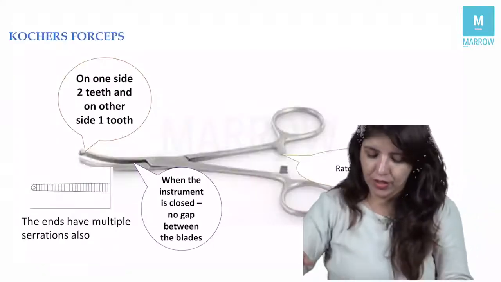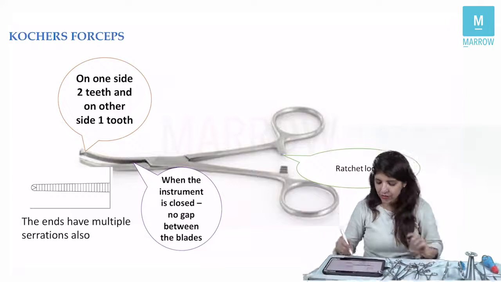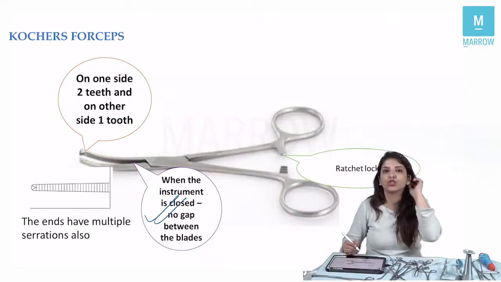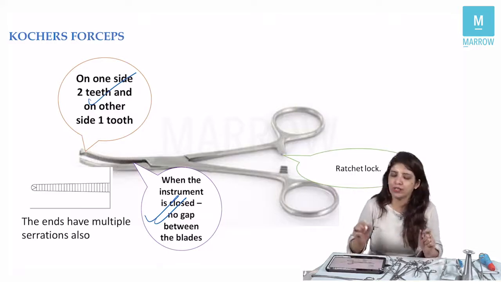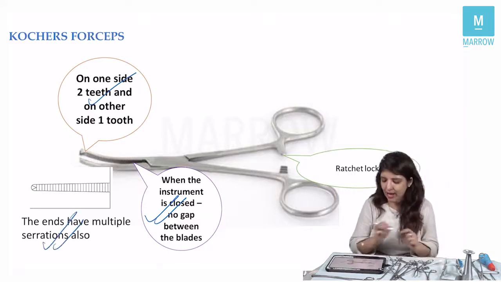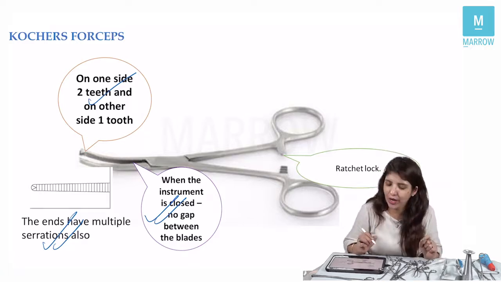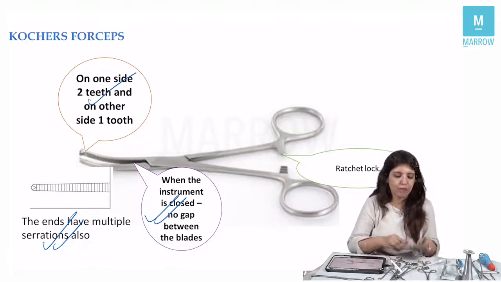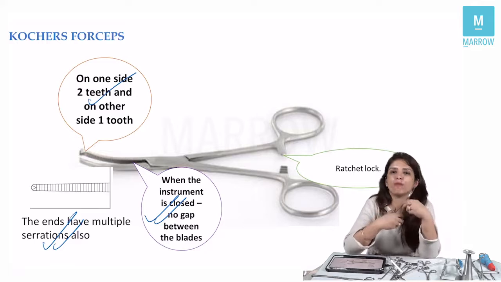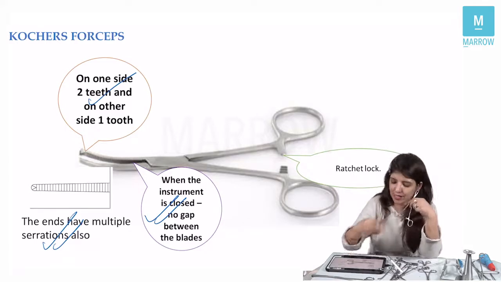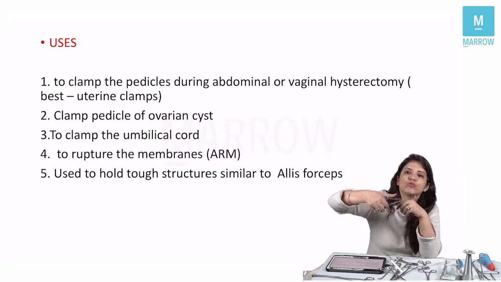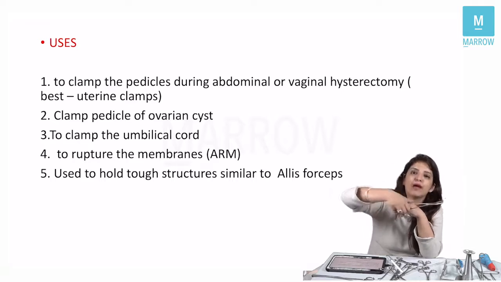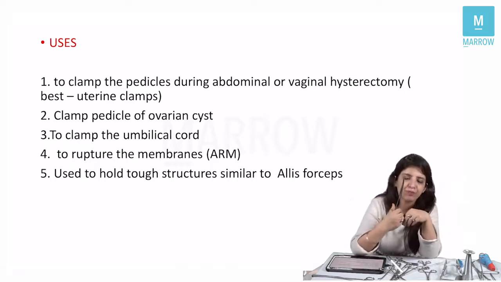So, the identifying features of Cocker's forceps are: when the instrument is closed, there is no gap between the blades. On one side, there are two teeth. On the other side, there is one tooth, and the ends have multiple serrations, right? Now, Cocker's forceps is basically used in obstetrics to rupture the membranes. That's number one use of Cocker's forceps. Number two, during abdominal hysterectomy, it can be used for clamping, you know, to clamp the pedicles.